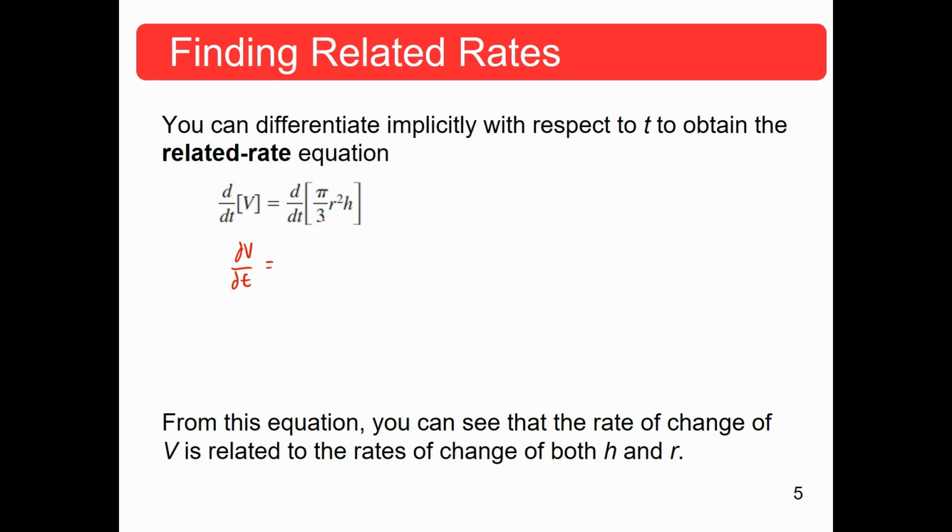Here, the pi over 3 is a constant, so we can pull it out and take the derivative of r squared h. Since both of these are with respect to time, this is a product rule. So first times the derivative of the second with respect to time, plus the second times the derivative of the first, 2r dr/dt.